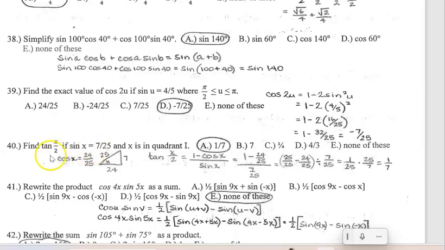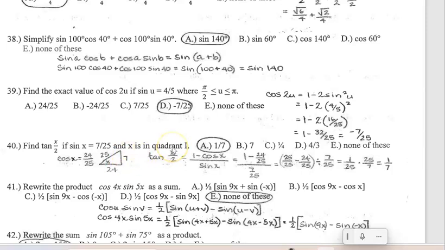All right, then for number 40, we've got tangent half angle. So look at your half angle formulas. There are 2 of those. It doesn't matter which one you use. I picked 1 minus cosine over sine, but you could have used the other one. So for this one, I do need sine and cosine, and they only gave me sine, so I am going to need to build a triangle and find the cosine.